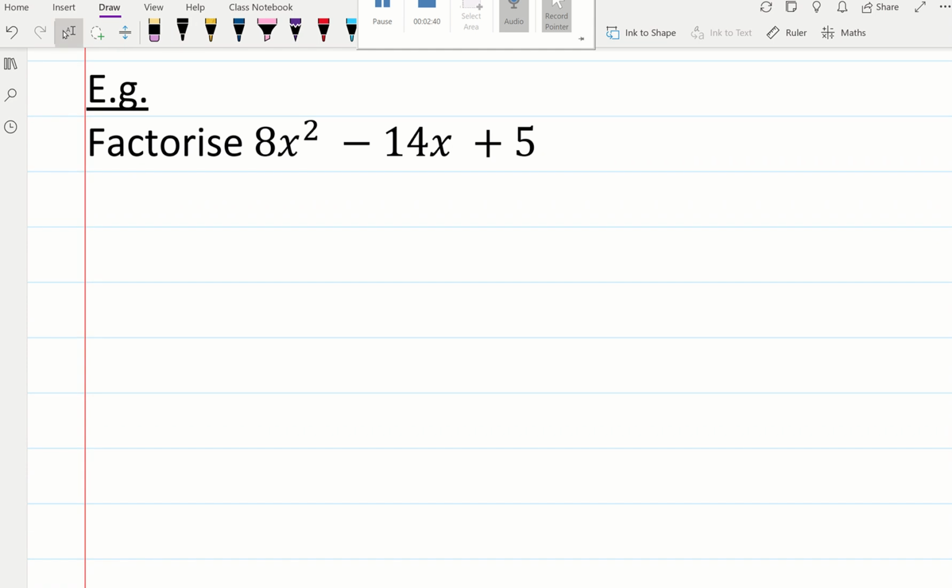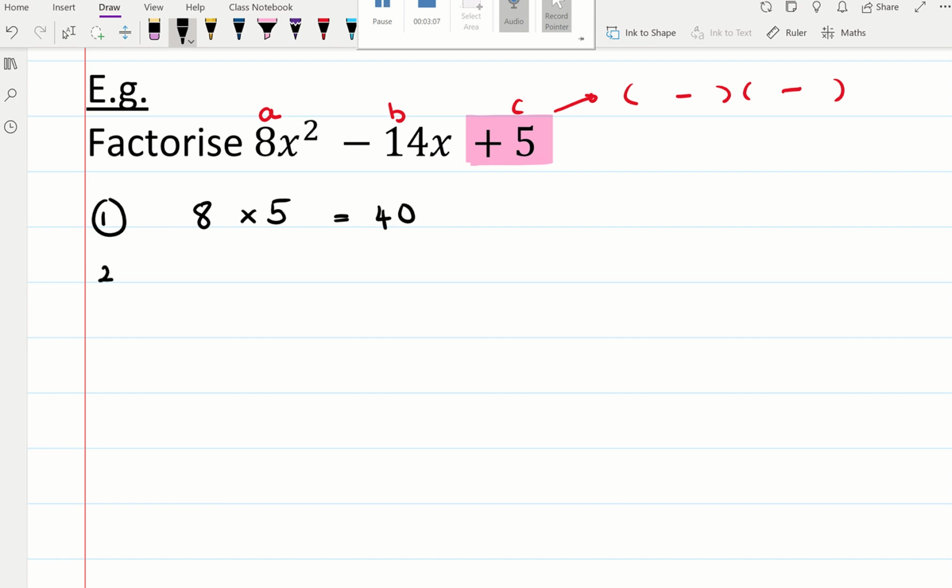Now, for this one, you can see that the constant on its own, the number without a letter, is a plus, but the middle term is a minus. And this means that your brackets are going to both have minuses. So let's start the process. This is A, this is B, and this is C. So 8 times 5 is 40. I need to list the factors of 40. 1 times 40, 2 times 20, 4 times 10, 5 times 8.